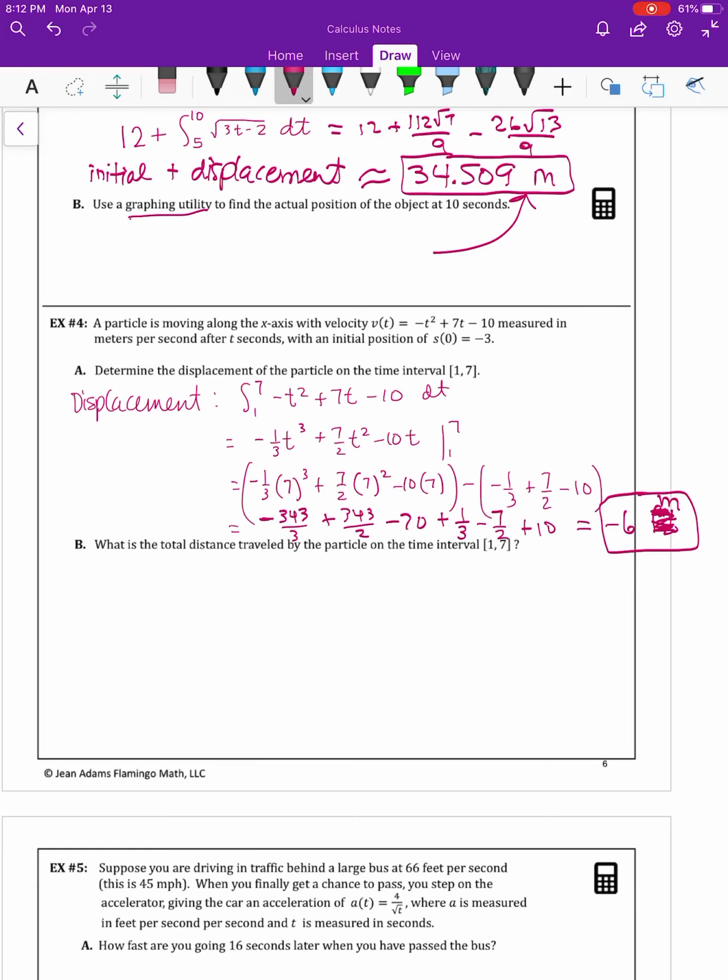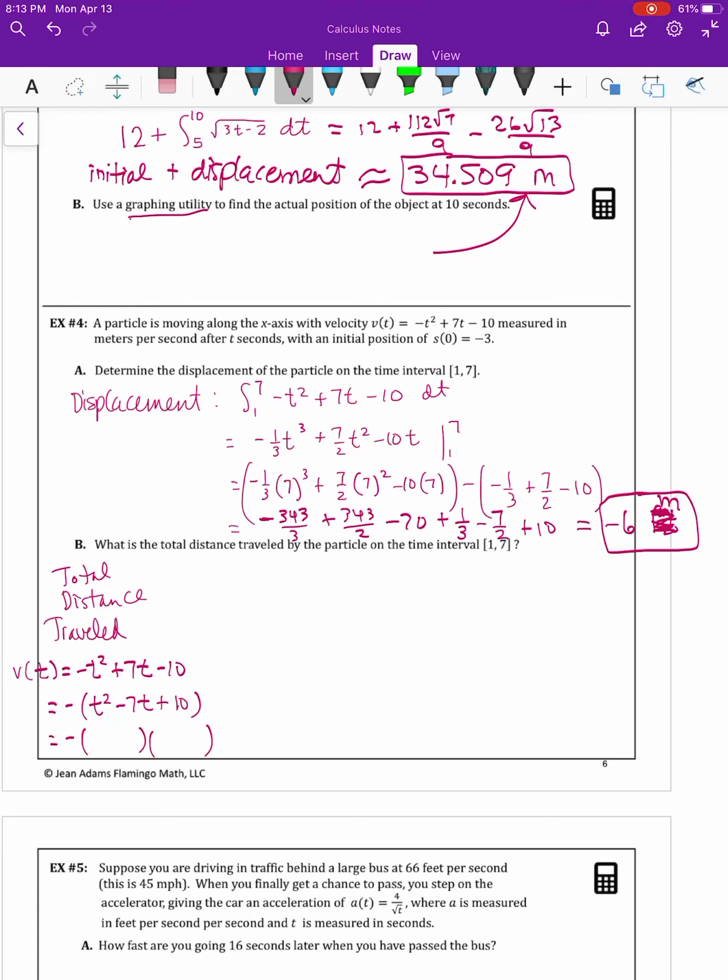So what is the total distance traveled by the particle on the time interval from 1 to 7? Well, we know that it started at 0. It was negative 3. So if we want to find total distance traveled, we are going to have to break up this integral. And it's really good to know where your zeros are for your velocity function.